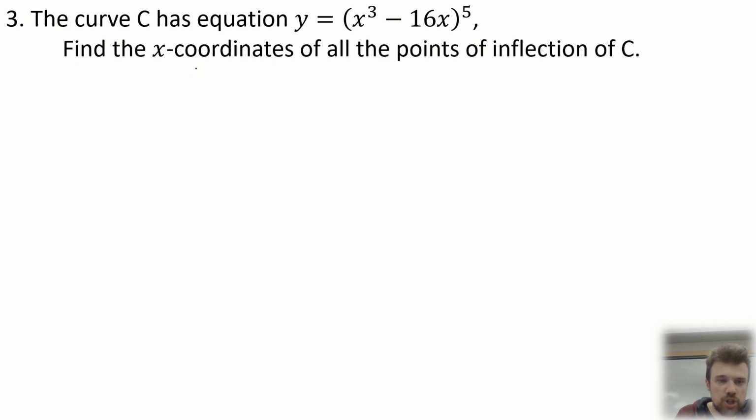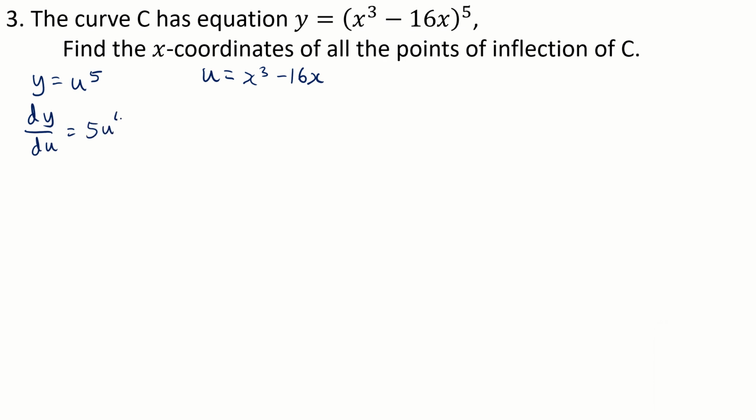So let's pick our substitution, which is going to be obviously the stuff that's inside the brackets. And then, of course, we have y equals u to the power 5 as the original thing in terms of the substitution. Differentiate that twice. 5u to the 4.